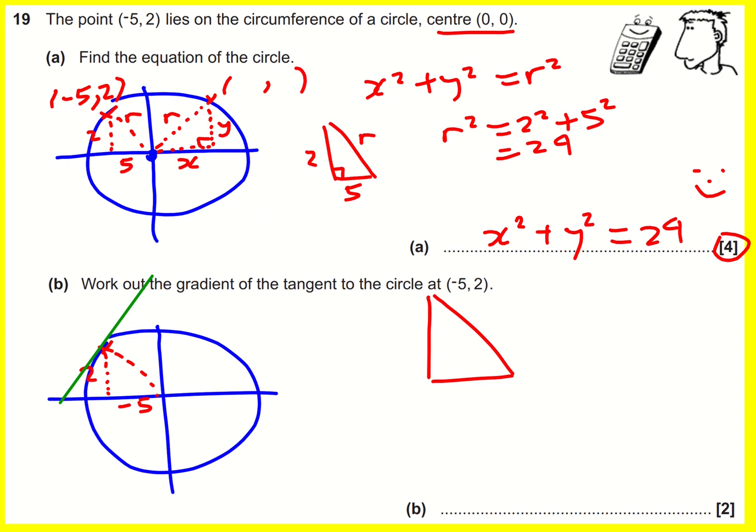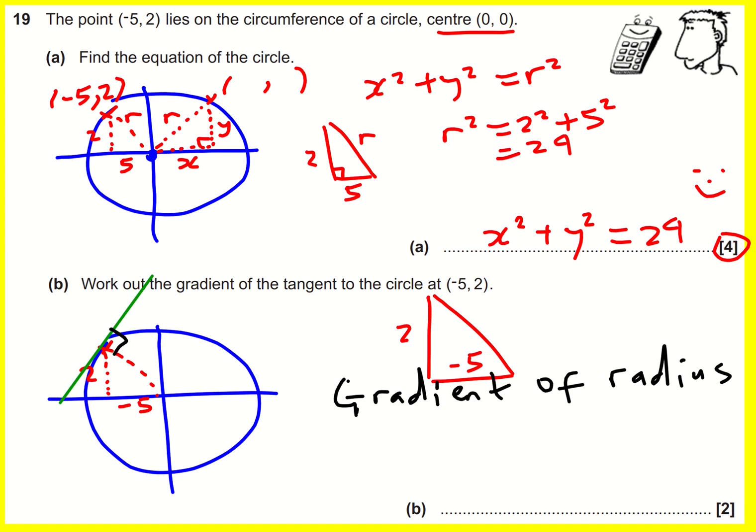I just want the gradient of the tangent. Now, what I need to know is the fact that the radius at the point is actually perpendicular to the tangent. So first of all, find the gradient of the radius line. It's actually called the normal, but I'm going to call it the gradient of the radius in this case. And this is why I need to have my minus 5 in there, because actually it's rise over run. So it's going to be 2 over minus 5. You can see I've got a negative gradient.